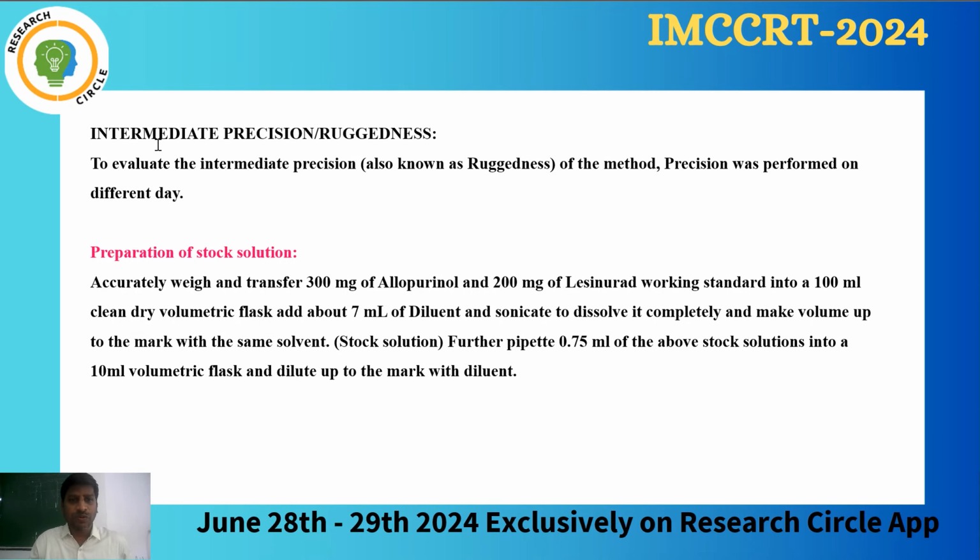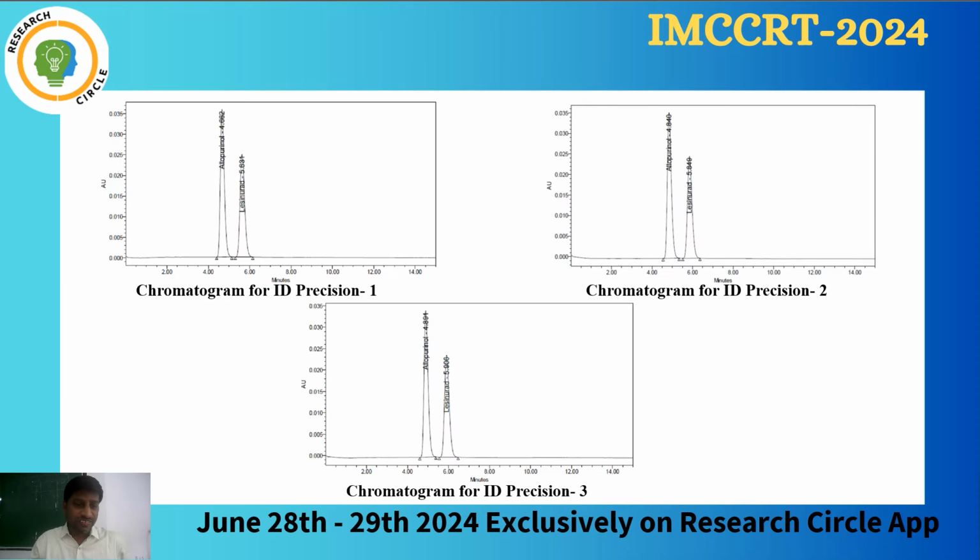Next, we have to carry out the ruggedness. Ruggedness means intermediate precision, performed on different days. So we have to prepare the stock solution of allopurinol and Lesinurad from 300 mg of allopurinol and 200 mg of Lesinurad in 100 ml. From that we pipette out 0.75 into 10 ml. So we have to inject 6 times.